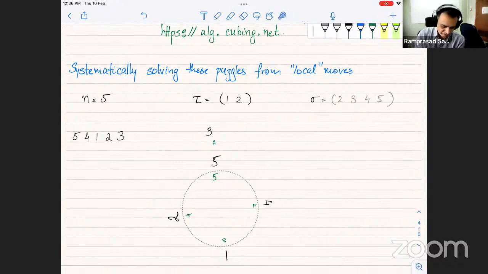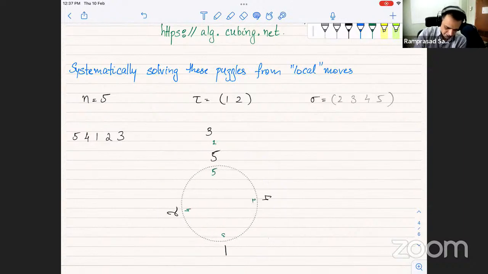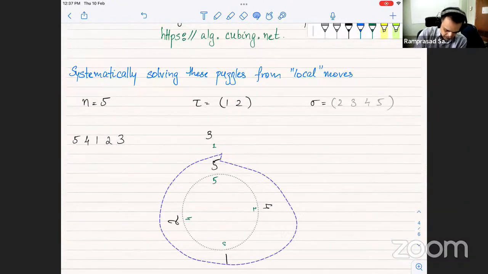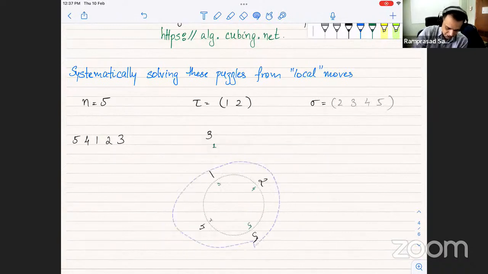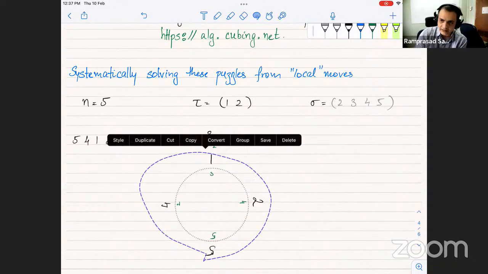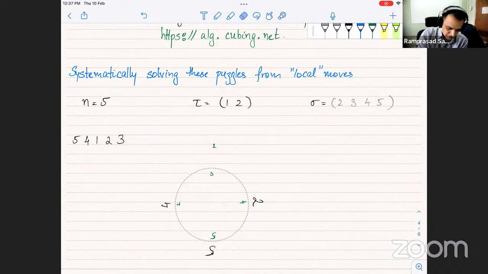Now I have 3 in this place. So now I again turn it so that location 3 comes here, and now I swap these two. Currently 1 is already solved in some sense. So let's start a new cycle. Let's pick some location that is not solved yet, like say 2, and then let's rotate that.